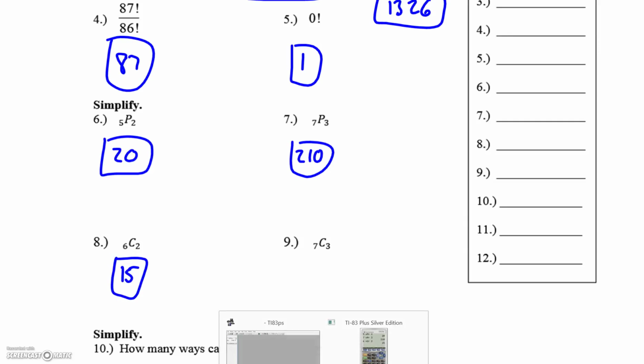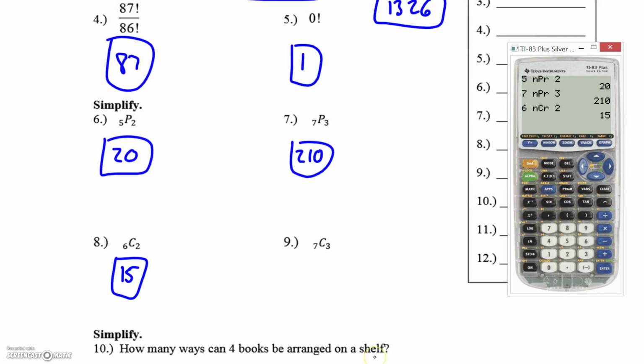All right. And then the next one, in terms of the combinations here, we've got a 7 combination, so math over to probability, down to the combination button. Choose 3. That gives me a 35.